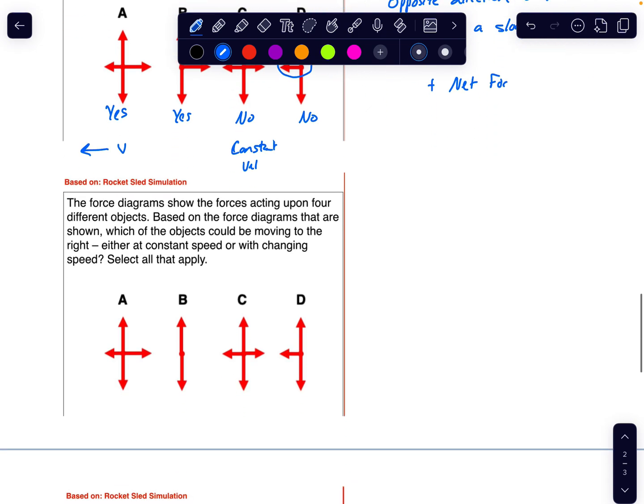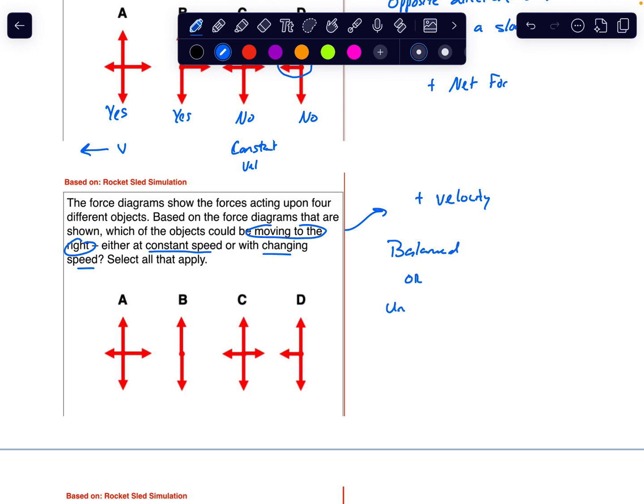Last one, I'm going to take a look at this with you. We have an object that would be moving to the right. So moving to the right, we have a positive direction, positive velocity. And it's either at a constant speed or with a changing speed. So it's either going to have a balanced force or an unbalanced one. Okay, so let's take a look at our options.